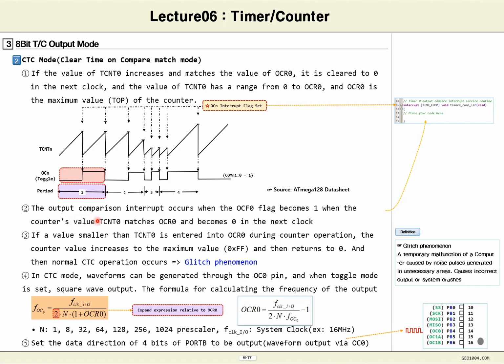Next, when a comparison match interrupt occurs, the OCF0 flag becomes 1. When does this case occur? When the counter value TCNT0 matches OCR0.